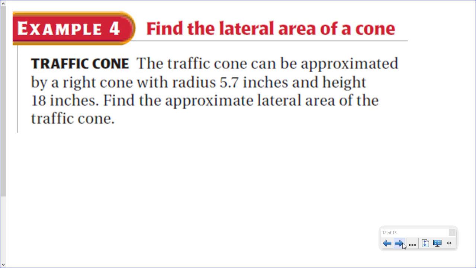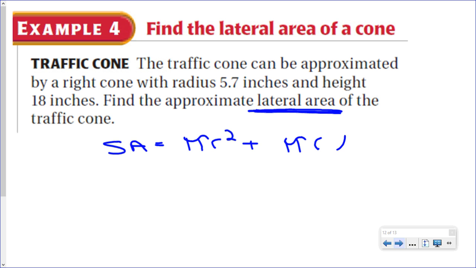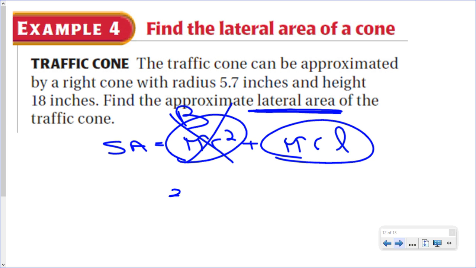And this will be the last one. So they have a traffic cone, one of those orange things. We are going to find the lateral area on this guy. So the full formula is surface area equals pi r squared plus pi r L. Now remember, so far today, this first one has always represented the base. We don't want the base, we just want the lateral area. So we're just going to figure out what goes in there.